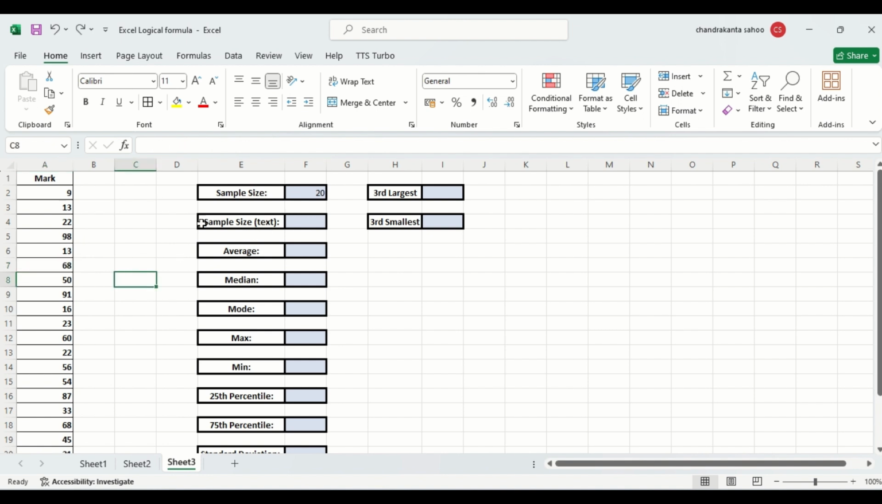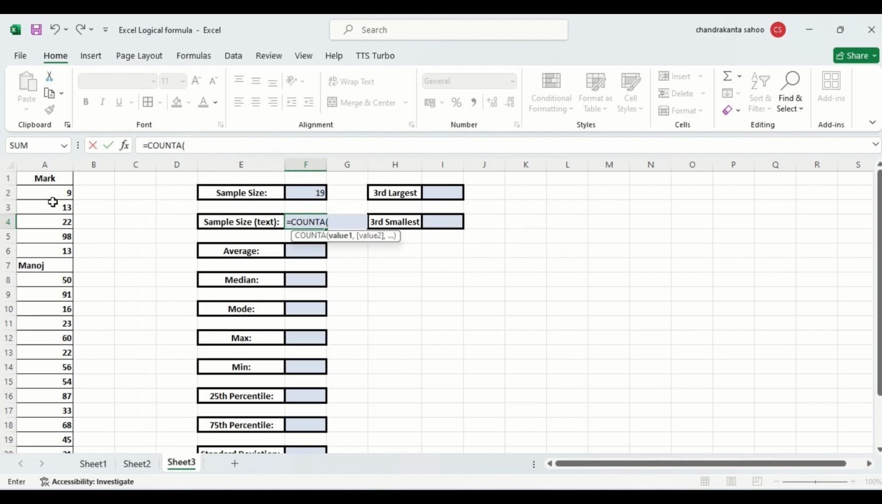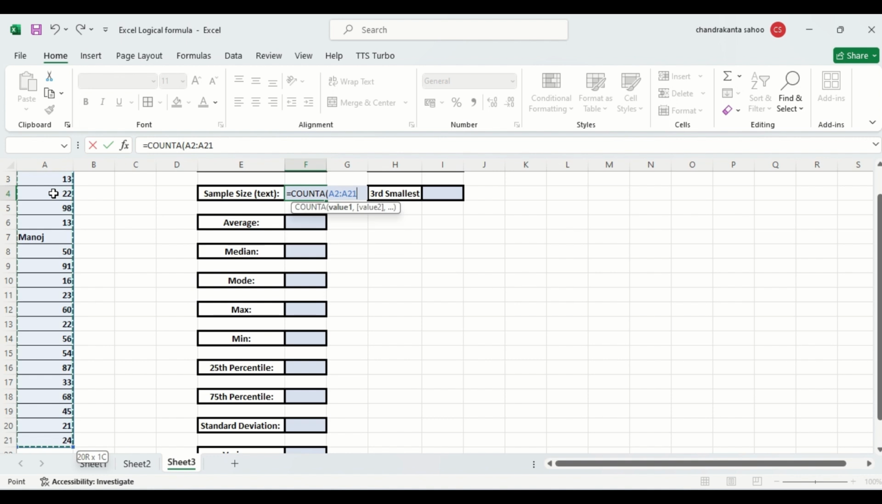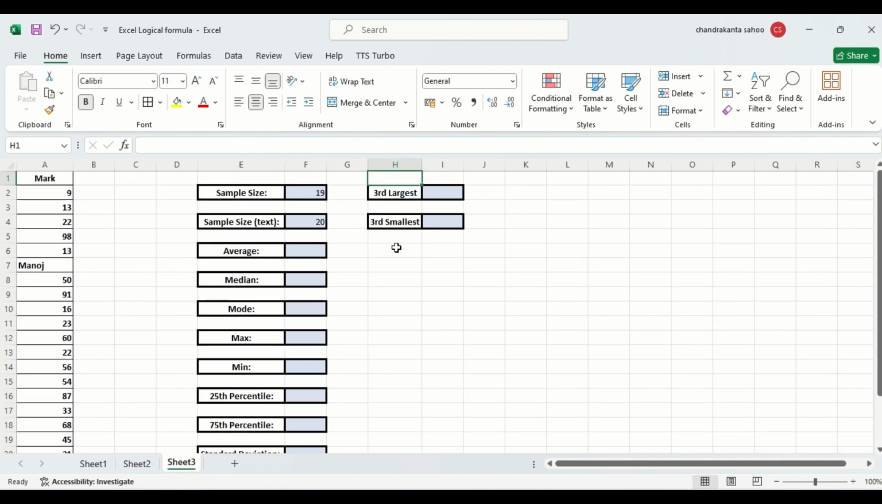Okay, suppose I want this to be a part of our count, as part of the total sample size. For that I have to use the formula COUNTA, which means count all. You see the difference? Now it is 20. The difference is 19 here and 20 here, because it includes this text. Okay, so let us write it like 68 it was.